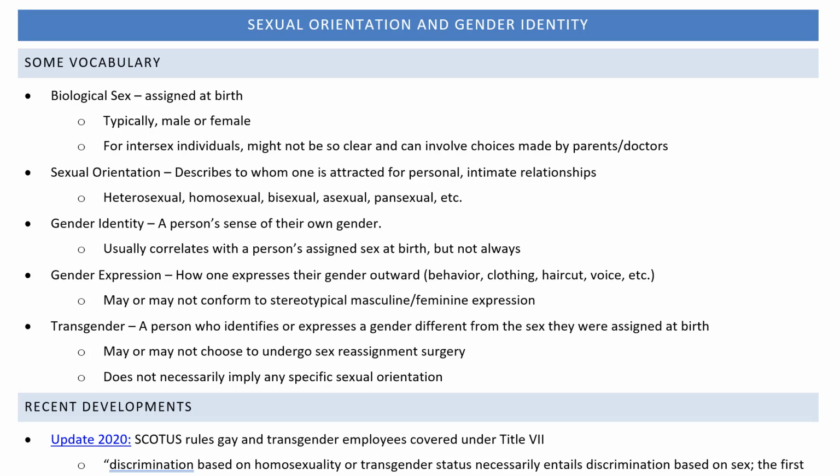Gender identity is a person's sense of their own gender. Now, most of the time, this correlates with the sex that you were assigned at birth, but not always. Some people have this nagging persistent feeling that they should be a man or a woman, even though that doesn't correlate with their genitalia.